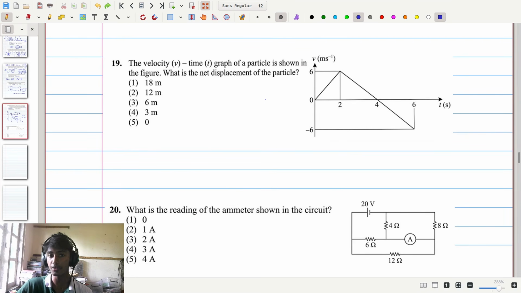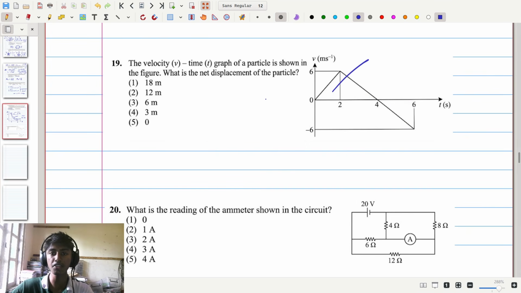Now moving on to the next question, question 19 says, the velocity versus time graph of a particle is shown in the figure. Given this, what is the net displacement of the particle? Now here, the net displacement is equal to the net area under the curve, in between the curve and the x-axis. And here we can see that will be equal to this area plus this area minus this area, since this area is under the axis and is therefore negative.